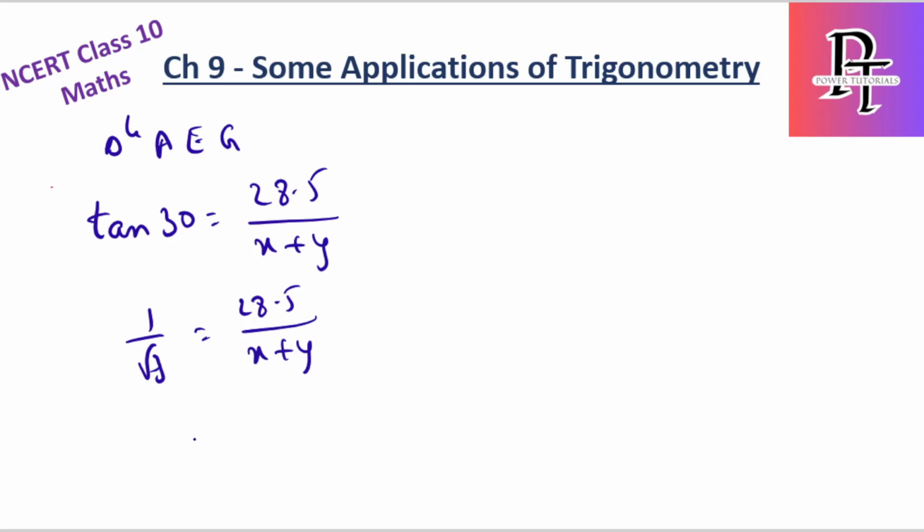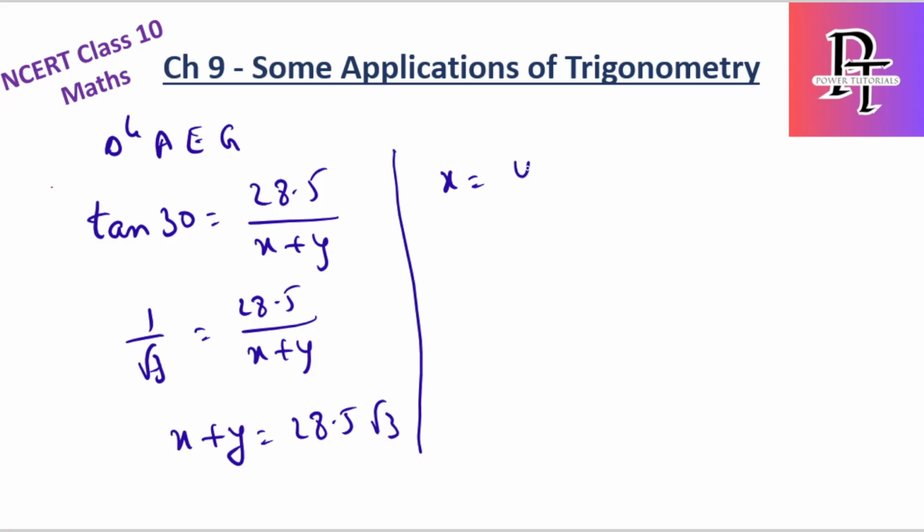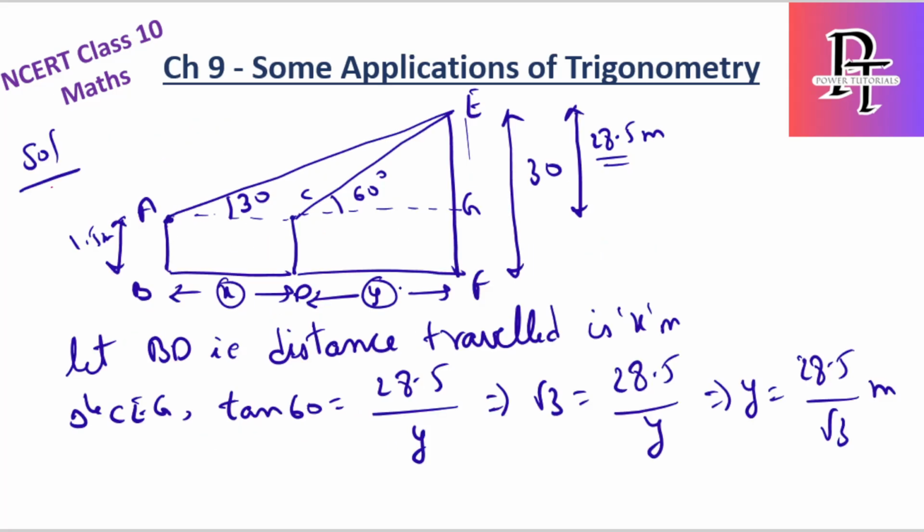If I take cross multiplication, x plus y is equal to 28.5 into root 3. So x will become minus y plus 28.5 into root 3, or I can write x as 28.5 root 3 minus y, what is the y value? 28.5 by root 3.